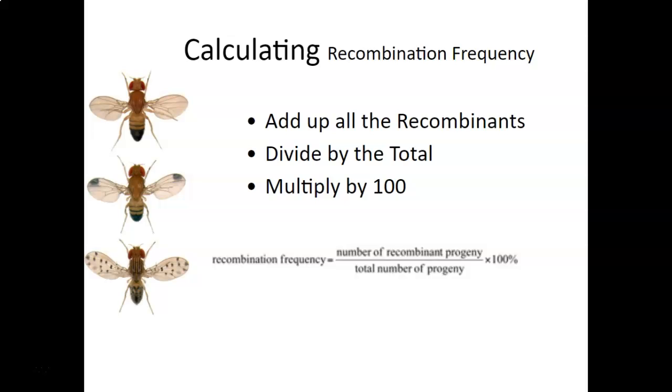And then you can obviously do math, right? Because everything we do kind of ties back to some form of math. So this is calculating recombination frequency. You add up the recombinants and divide by the total number of offspring. So recombinants divided by the total number of offspring, multiplied by 100, and you get your recombination frequency. The higher that is, the further away the genes are. The lower it is, the closer together the genes are.